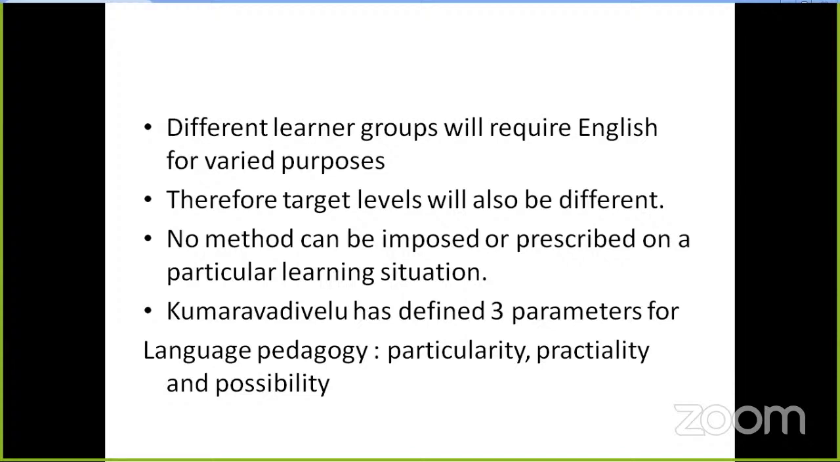So the basic idea of my telling you this is that the people who want to go abroad, their curriculum and material will be different, and their methodology is different. And those people who are aspiring to get a government job, for them the curriculum, the modules and the methodology are all different. So different learner groups require different purposes. Therefore, target levels will also be different. So what is the target level? What is that?